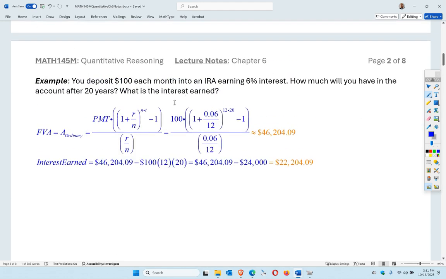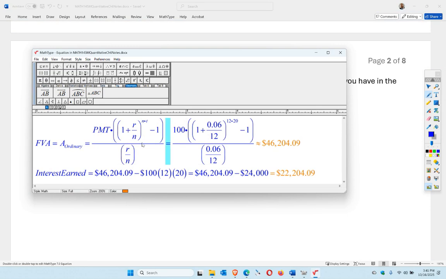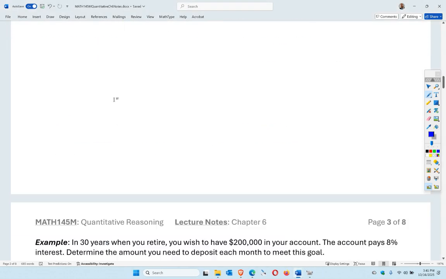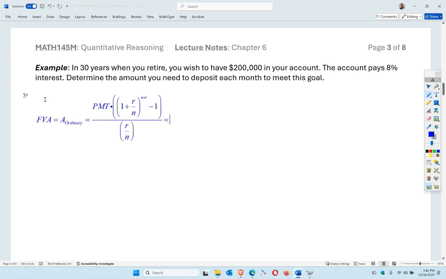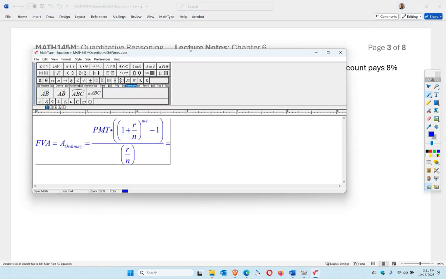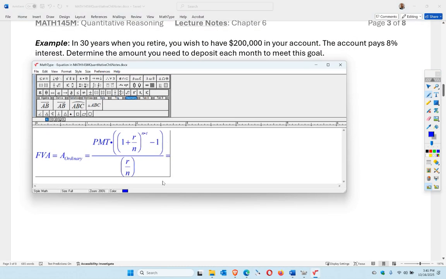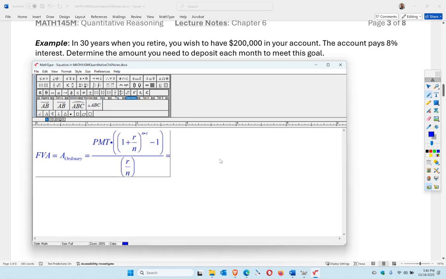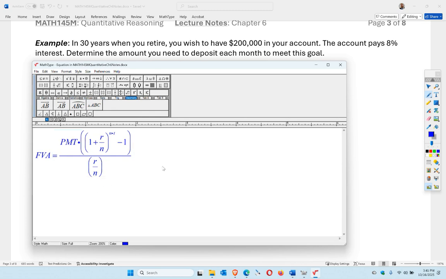So I'm going to go back and take the formula. We'll take this one here, and copy, and paste. Okay, so let's work with this formula first, and you can use this in the future. I'm just going to call this future value of the annuity, get rid of the A, which is what the book uses. So I want to know what the payment is, correct?